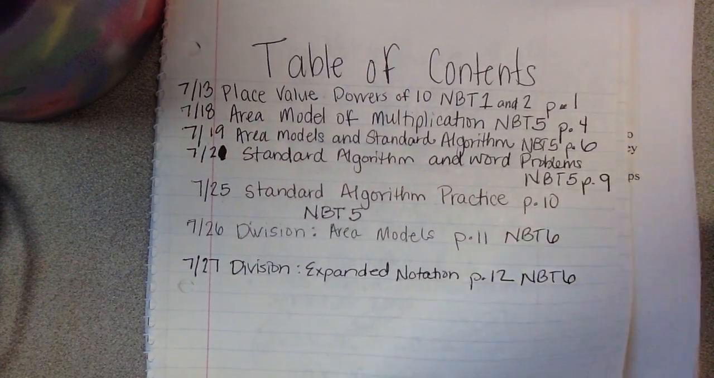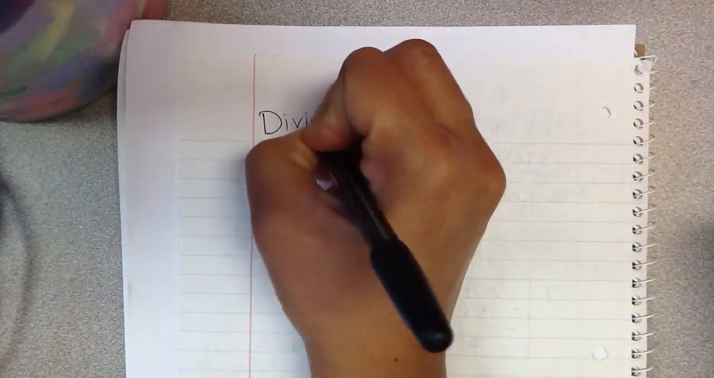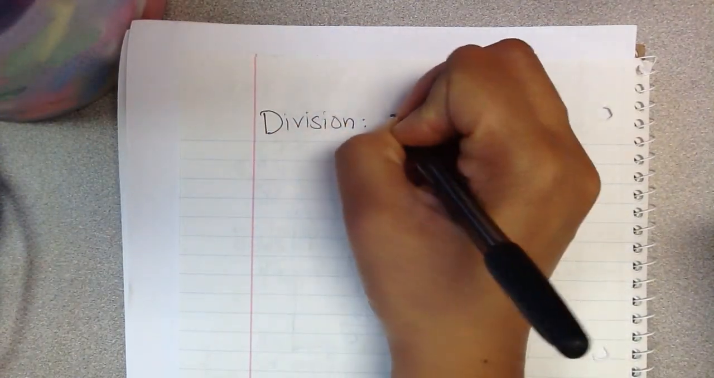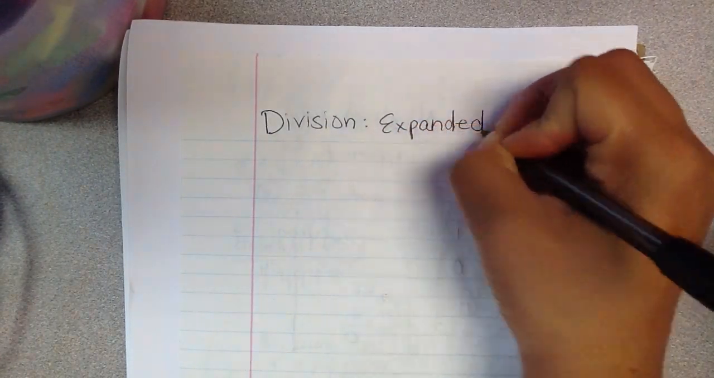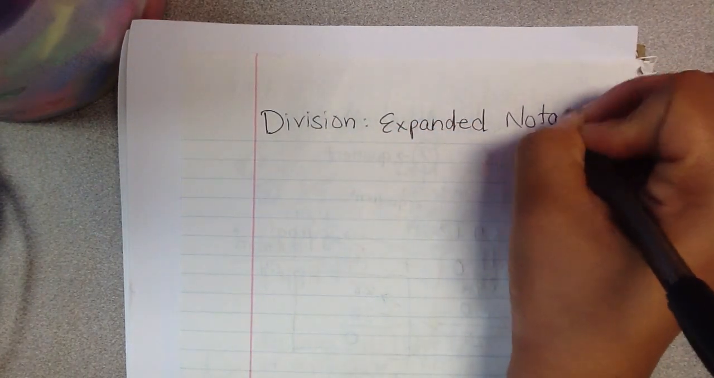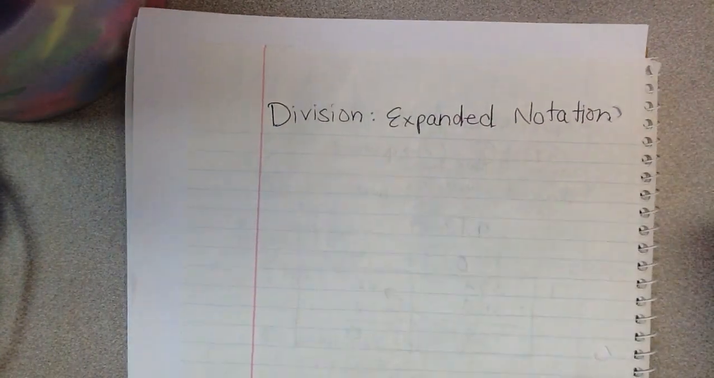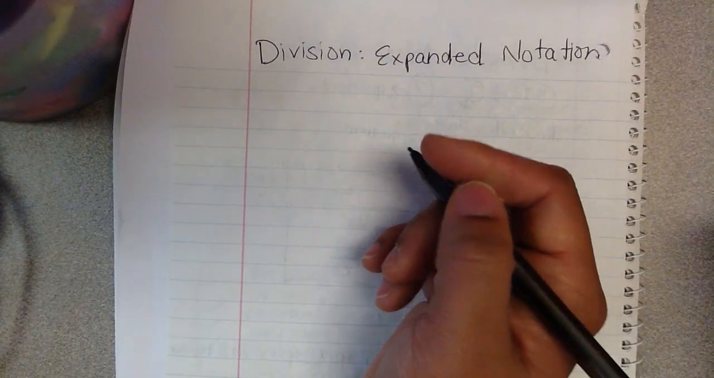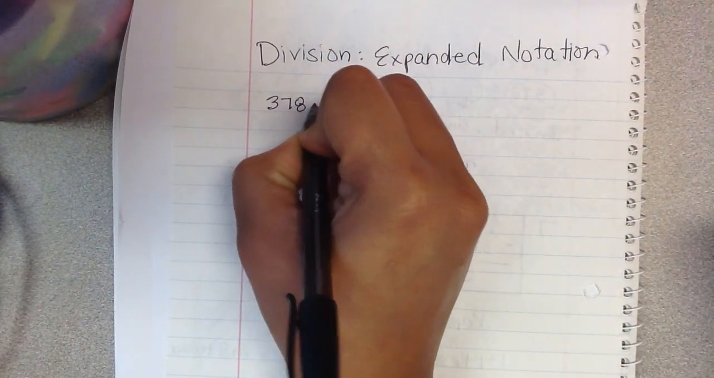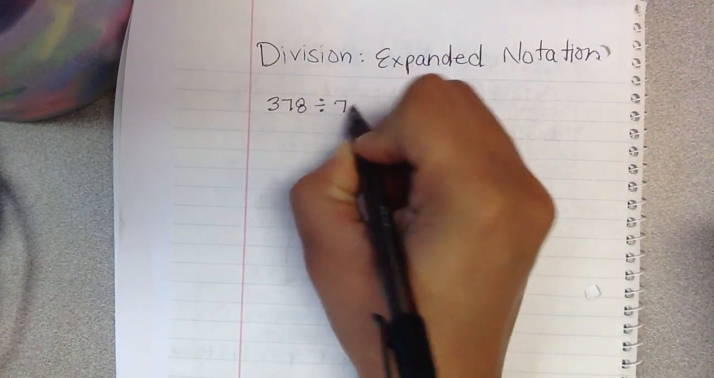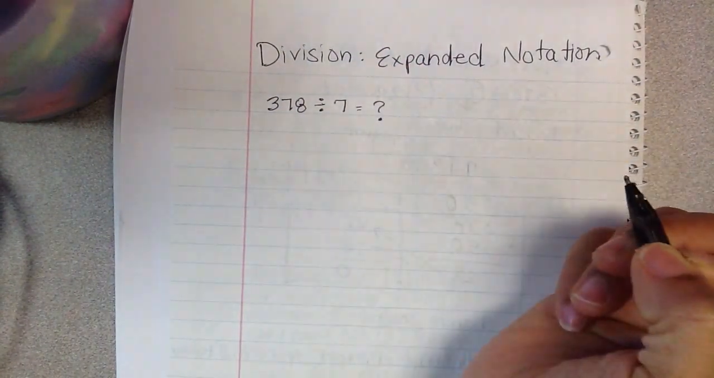All right, so we're going to go ahead, turn to the next page, and at the top we're going to write division, expanded notation. All right, and we're going to get started. We're going to start with the same problem we had yesterday. So we're going to start with 378 divided by 7. We're trying to figure out what that equals.